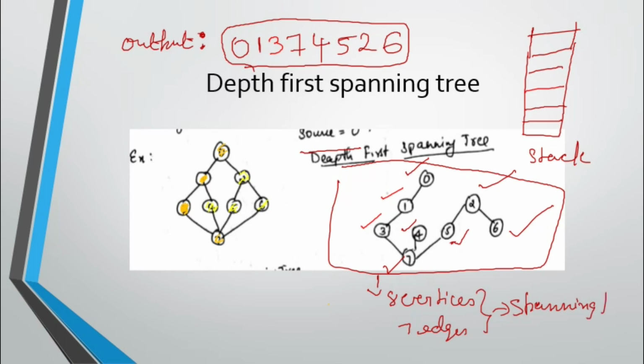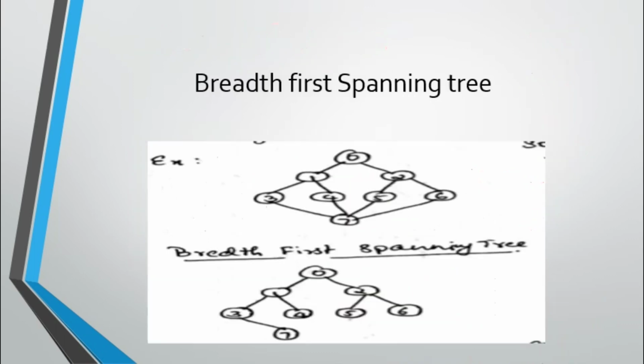And one more thing you can observe, the main thing is that it should have one edge less than the number of vertices. Other than that, it should not have any cycle also, because it is a tree. Yes, so let us go to the next concept, that is the best first search and spanning tree.